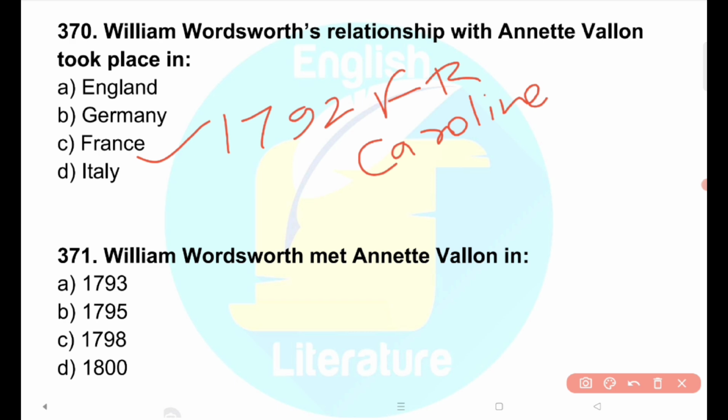Germany: Wordsworth visited Germany in 1798 to 1799, but this was long after his relationship with Annette Vallon.